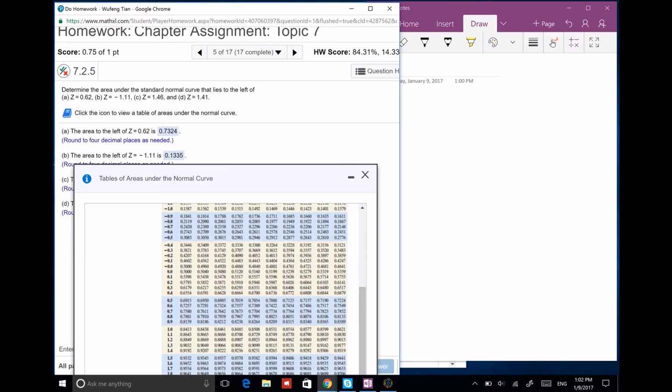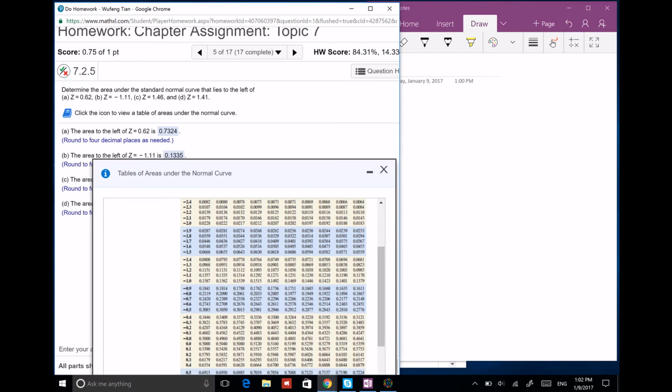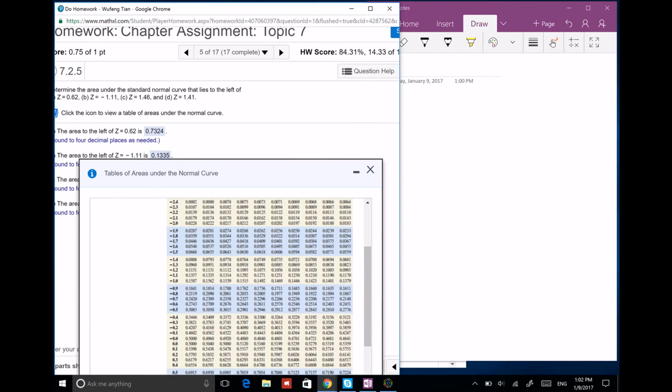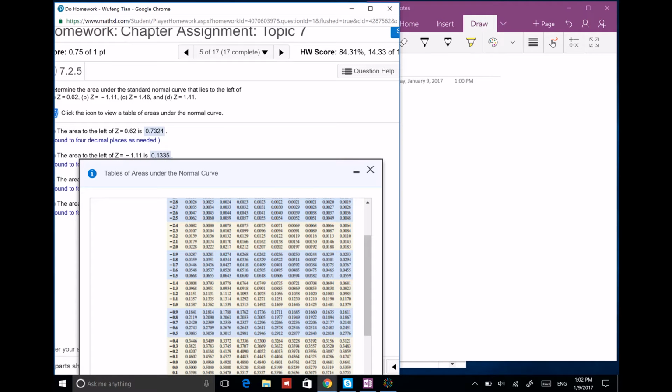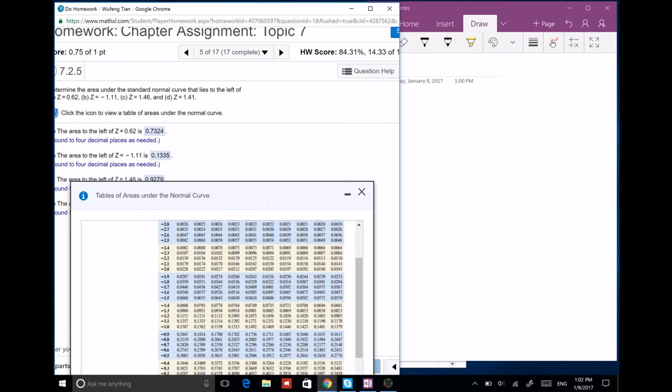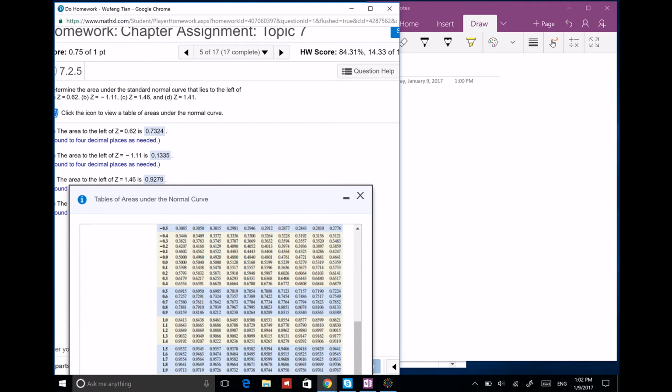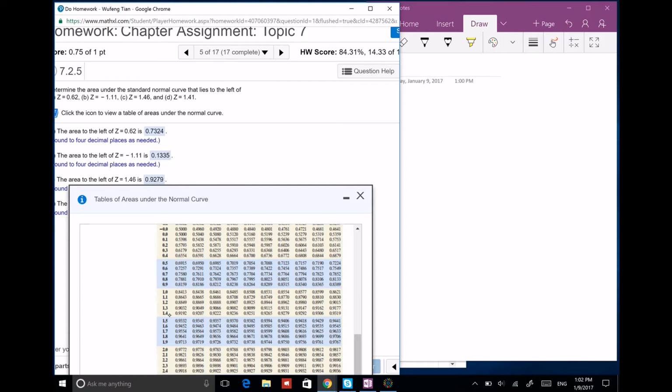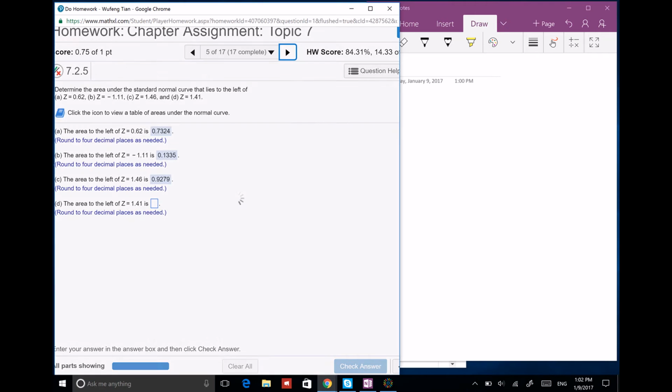Next one, negative 1.11. Negative 1.11 is this number. Okay, so next number, 1.46. 1.4, then 0, 1, 2, 3, 4, 5, 6. This is 1.46, 0.9279. Pretty simple, right?